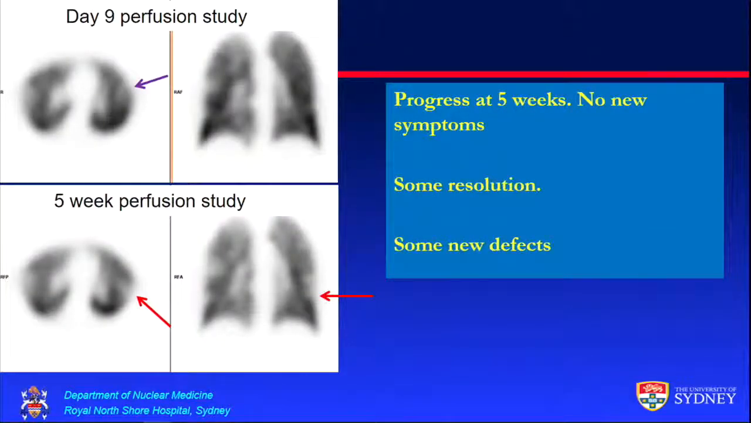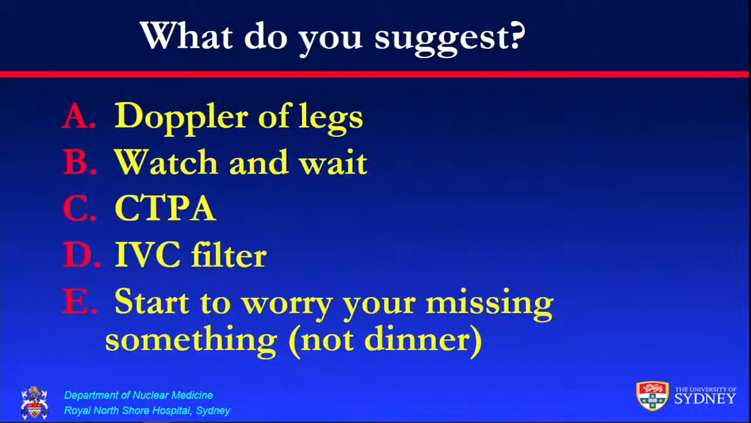Okay, she's now come back at 5 weeks. They wanted an early follow-up because of the changes, and here's her scan. So what do we see now? Well, we can see that there's been a little bit of resolution, but there's also a few new defects. So she's got this changing pattern of perfusion abnormalities.